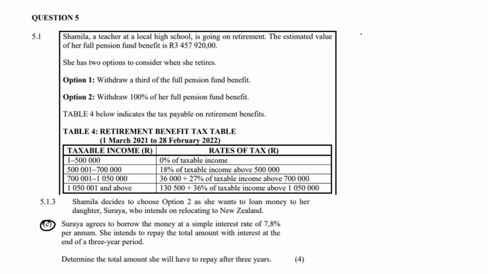Okay, so let's just remember from that previous question, the loan amount is going to be 350,000. So Soraya, who's the daughter, agrees to borrow the money at a simple interest rate.